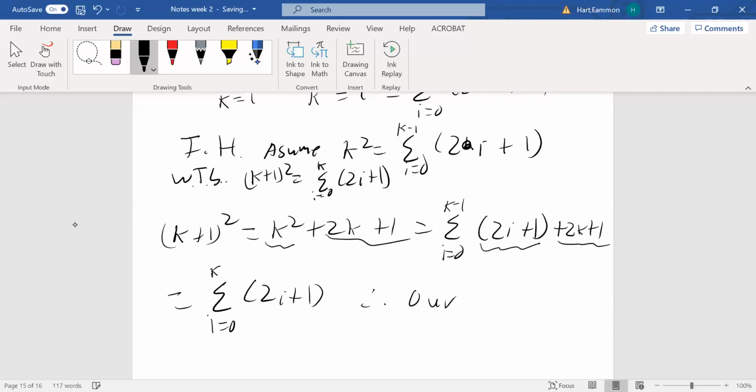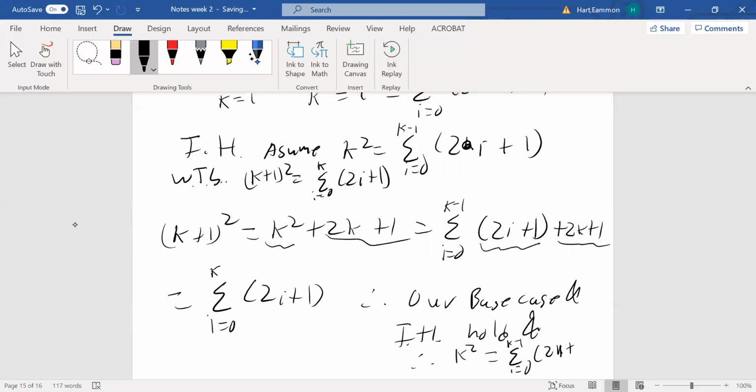Therefore, our base case and inductive hypothesis hold. And therefore k squared is equal to the sum from i equals 0 to k minus 1 of 2i plus 1 for all k in the integers greater than 0. Cool.